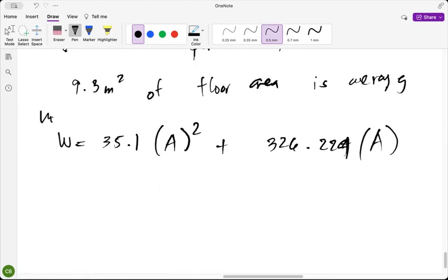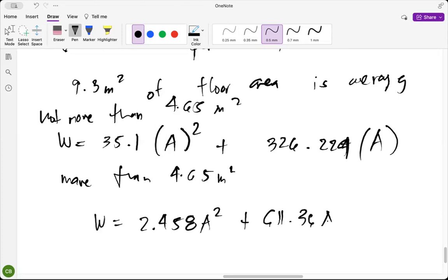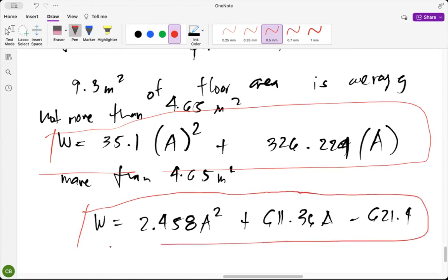So this is for not more than 4.65 square meters. If it's more than 4.65 square meters, you have W equals 2.458 A squared plus 611.36 A minus 621. So this is the formula that will be used for getting the maximum rated load.